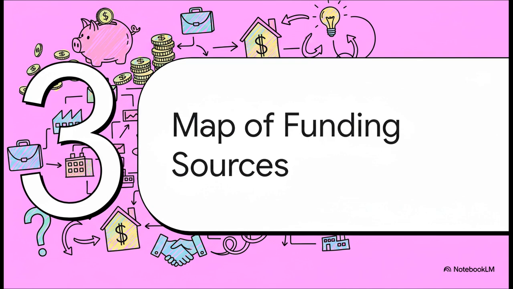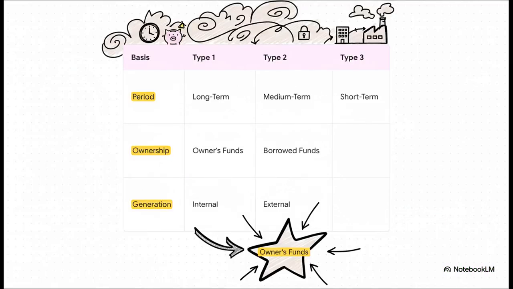So now we know why a business needs money and for what. The next big question is, where does it get this money from? Let's take a look at our master map of all the places a business can find funding. Okay, look closely at this slide. This is like a cheat sheet for the whole chapter. Go on, you can even take a screenshot. Now, you can see there are 3 ways to classify funds. But listen carefully. For your exam, the most important one is based on ownership. So that's what we're going to focus on today to keep things simple.